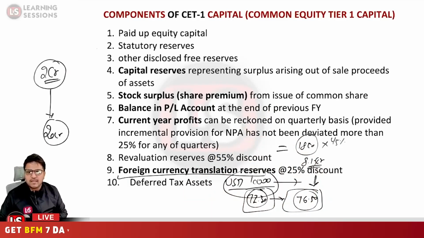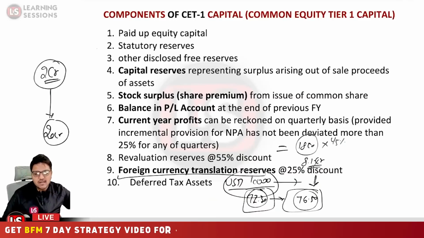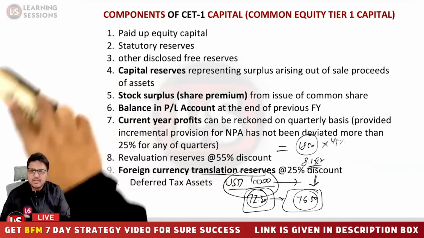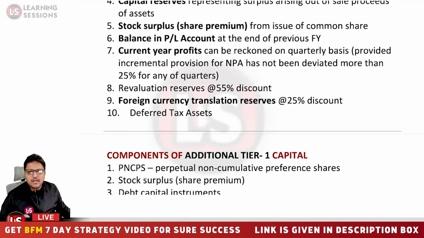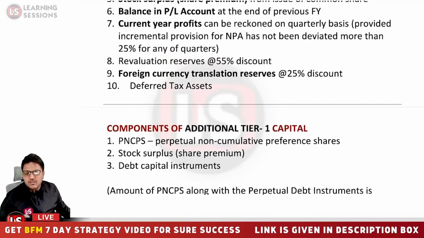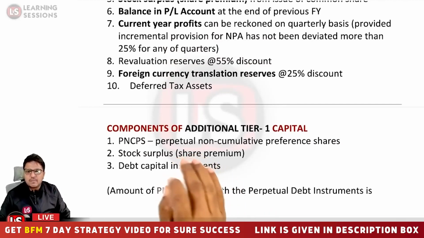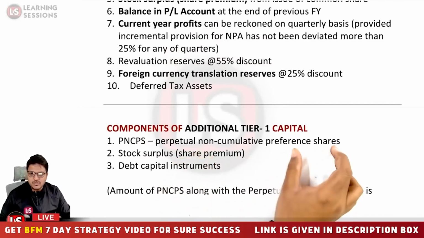Other than that, deferred tax assets, DTAs, can also be considered as a component of the CET1 capital. Is that particular part clear? Okay. Now let's consider the components of the additional tier 1. Additional tier 1: PNCPS, that is, perpetual non-cumulative preference shares.